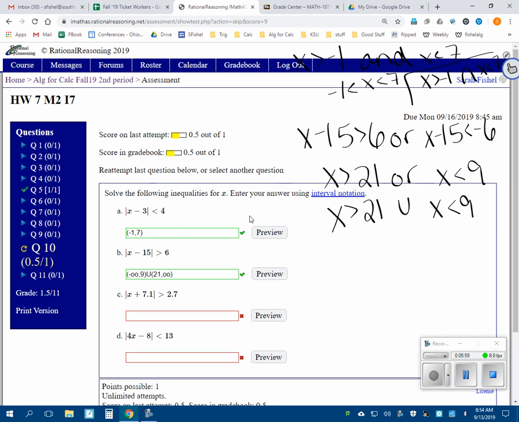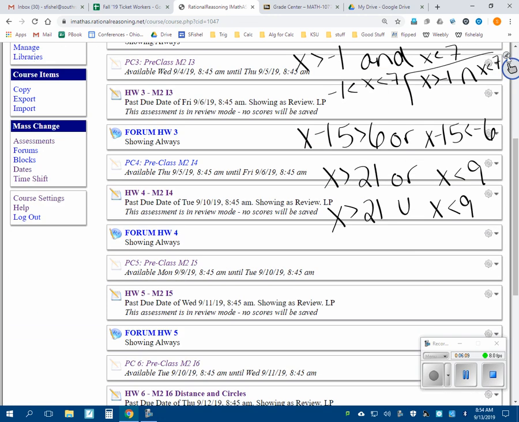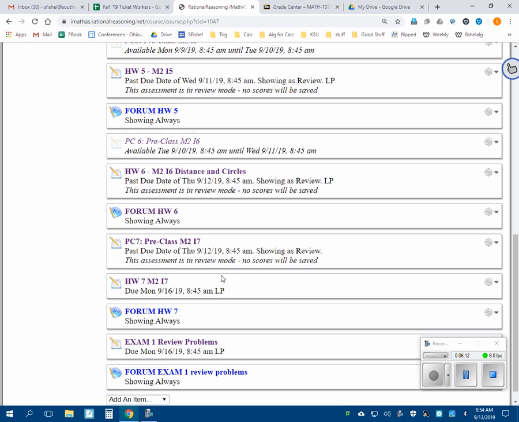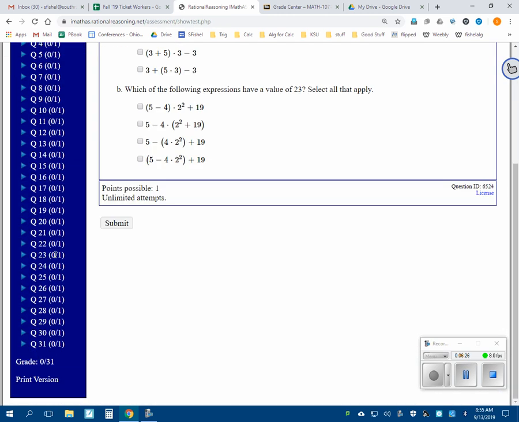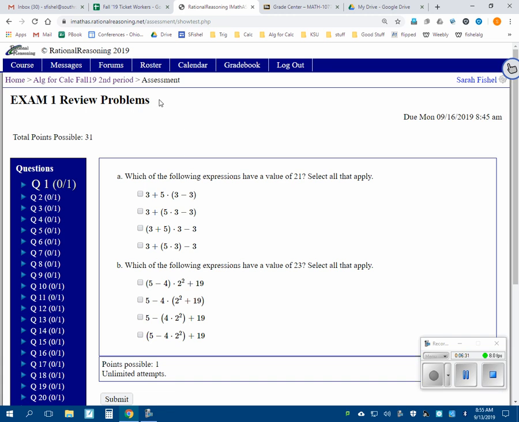Okay, so what we are doing the rest of the period, you have a quiz. After the quiz, finish this homework assignment. And then after that, there is a review assignment for your test. So exam 1 review problems is due on Monday. So homework 7 and exam 1 review problems are due on Monday. Hey, there's 31. There's a lot. Okay. It's going to be a real good review for your test.